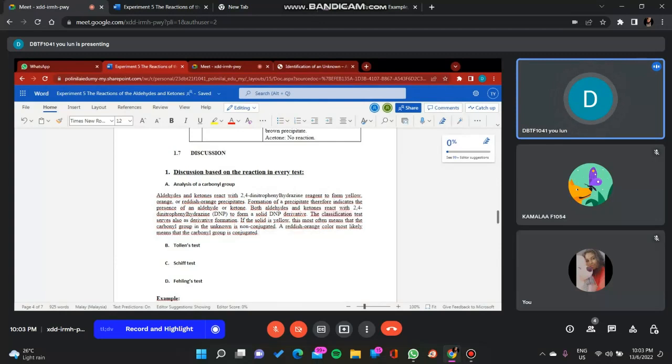Both aldehydes and ketones react with 2,4-dinitrophenylhydrazine to form a solid DNP derivative. The classification test also serves as derivative formation. If the solid is yellow, this most often means the carbonyl group in the unknown is non-conjugated. A reddish-orange color most likely means the carbonyl group is conjugated. This is like extra information.